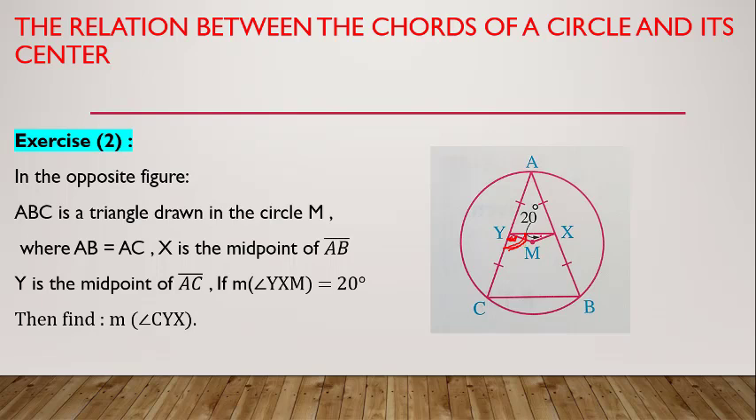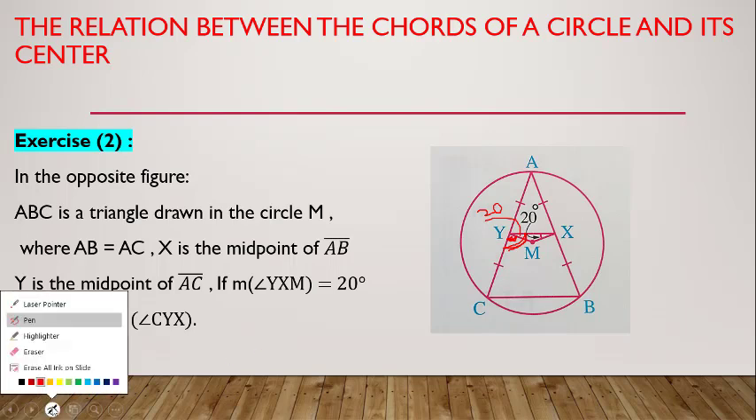This angle is 20. We know that AB and AC are two equal chords. It means that the distances are equal. So MX equals MY. So this is an isosceles triangle. So if this angle is 20, then this small angle also is 20. And this angle will be 20 plus 90. So it will be 110.